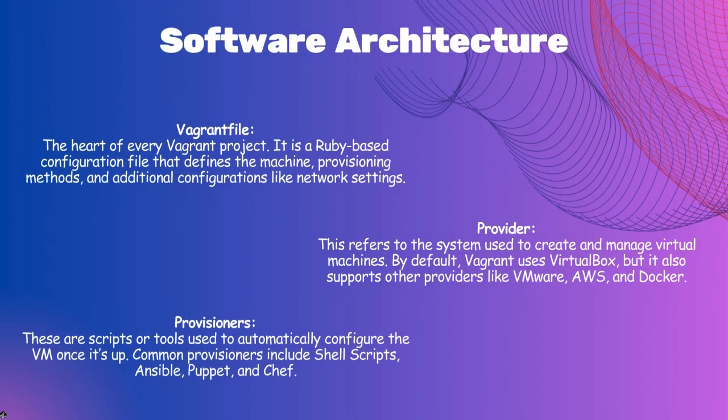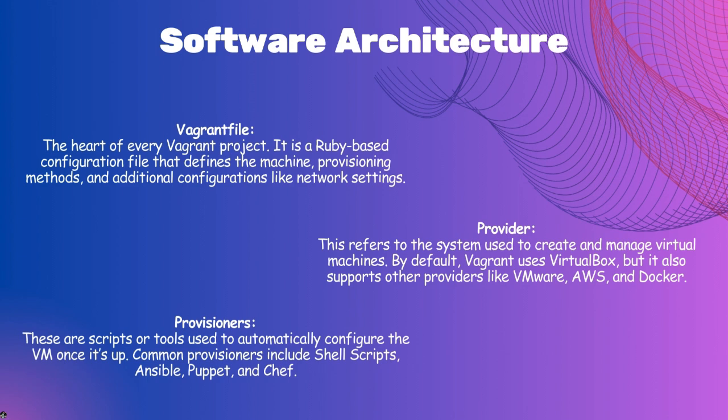Architecture. Vagrantfile: the heart of every Vagrant project is a Ruby-based configuration file that defines the machine, provisioning methods, and additional configuration like network settings. Provider: this refers to the system used to create and manage virtual machines. By default, Vagrant uses VirtualBox, but it also supports other providers like VMware, AWS, and Docker.